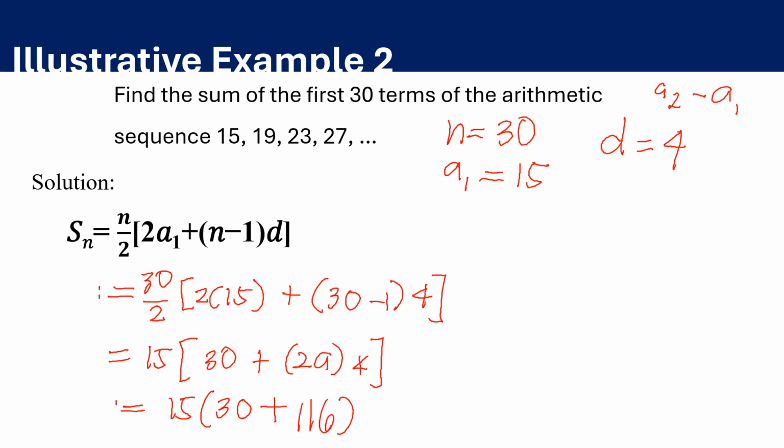All right. And let's continue it here. That would be equal to 15 times 146, and 146 times 15 is equal to 2,190. So the sum, or S30, is equal to 2,190. So again, we're focusing on big numbers because they are sums. So pag nag-a-add ka ng mga numbers, actually malaki talaga yung value. That's why we're ending with big numbers.